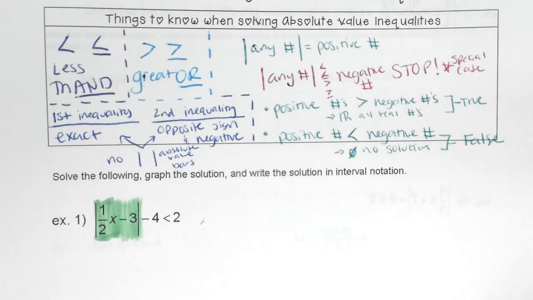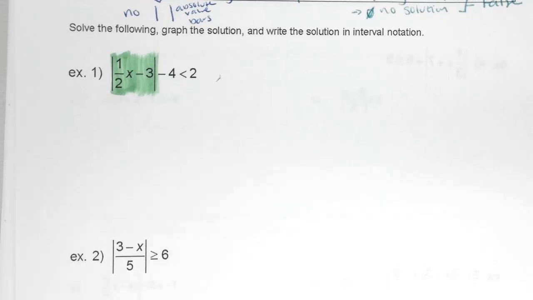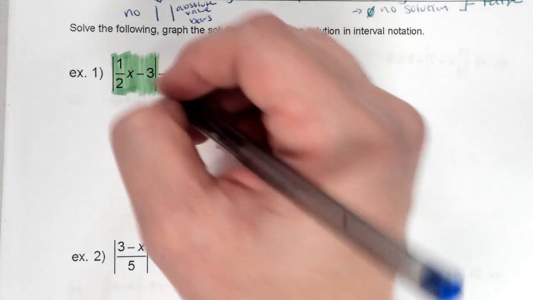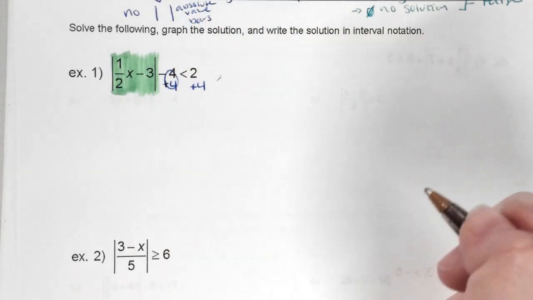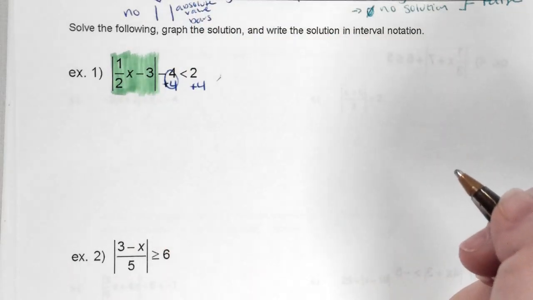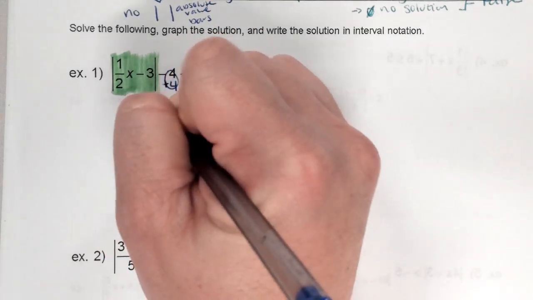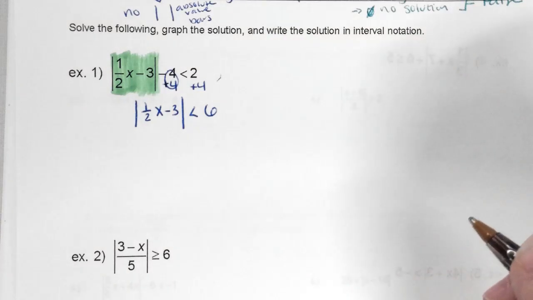So is my absolute value on number 1 alone? No. So what do I need to do to get it alone? Because that's my first step. Plus 4 on both sides. We have to get rid of that minus 4. The way we get rid of minus 4 is the opposite, which is plus 4. So now I have 1/2 x minus 3 is less than 6. Now is my absolute value alone?